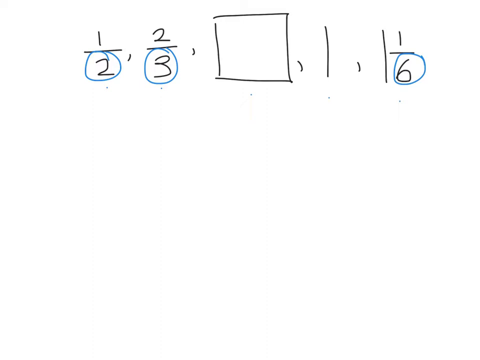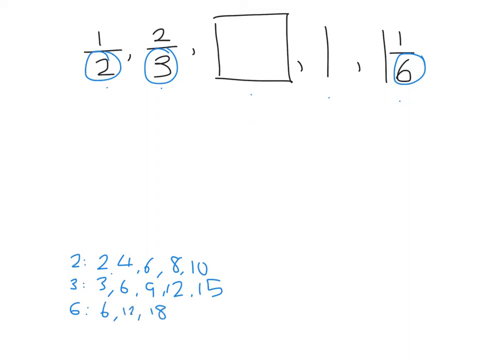All right, so let's write them out. We're going to write out the multiples of 2, the multiples of 3, and the multiples of 6. Let's count by 2. 2, 4, 6, 8, 10. Multiples of 3, 3, 6, 9, 12, 15. Where should I stop? Okay, that looks good. 6, 12, 18, 24, 30.